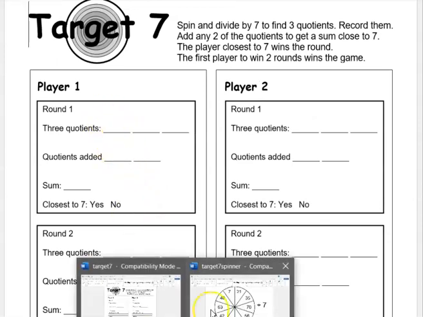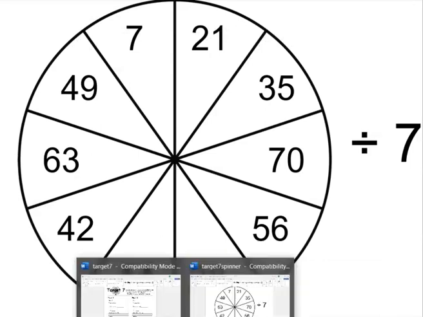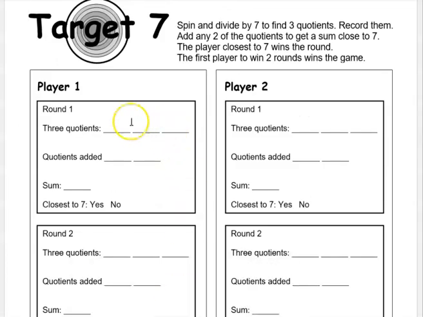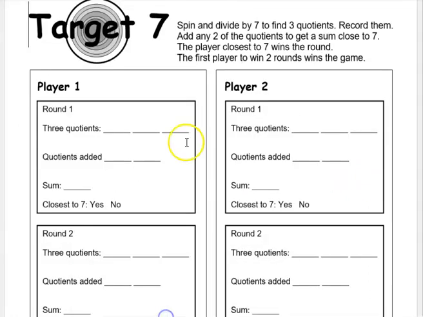Then I go back, I'm going to spin again, and I get 28 this time. And I know 28 divided by 7 is 4. So I write down 4, and I go one more time, and this time I get 14. And I know that 14 divided by 7 is 2. So on my recording sheet, I write 2. So I had 7 and 4 and 2.